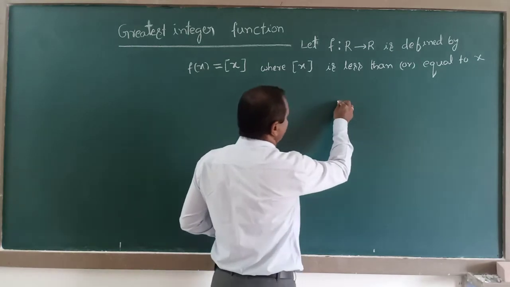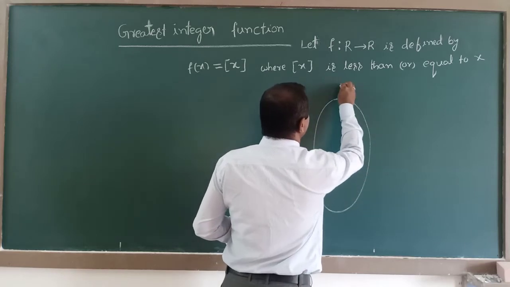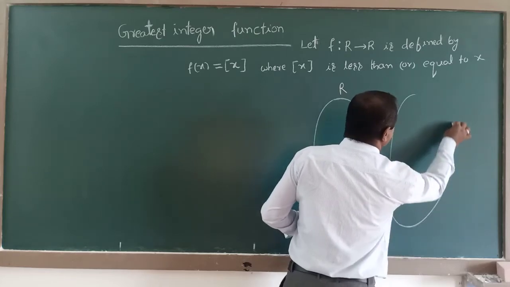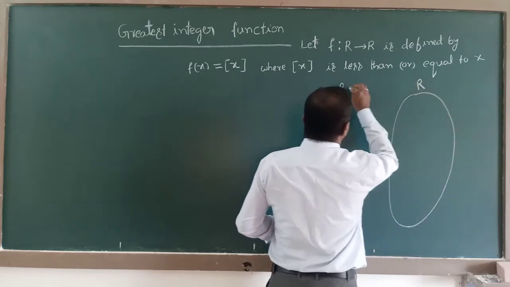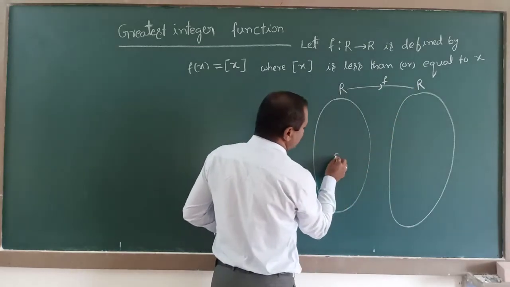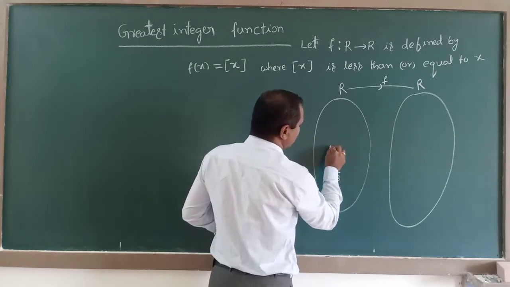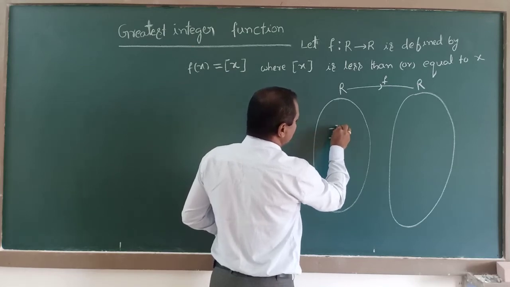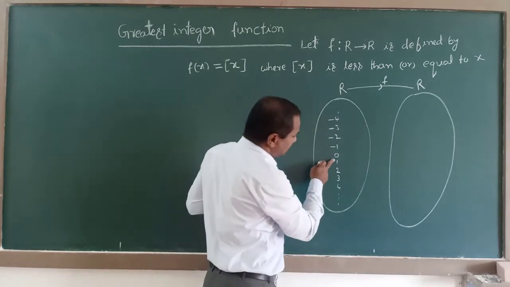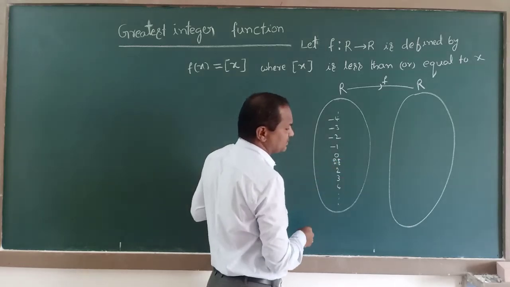On one side take the set of all real numbers, and on the other side also the set of all real numbers, and between them is the function f. Now take some real numbers 0, 1, 2, 3, 4 and so on. Above are the negative numbers -2, -3, -4 like this. Between these you can also take some elements like 0.5, 0.6.